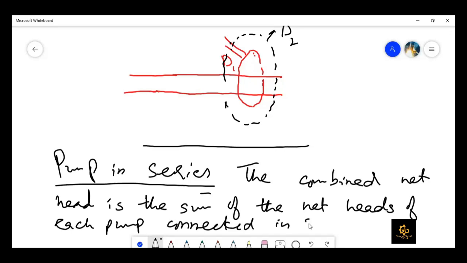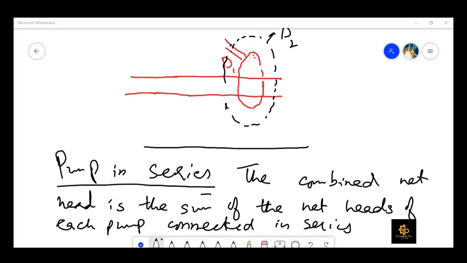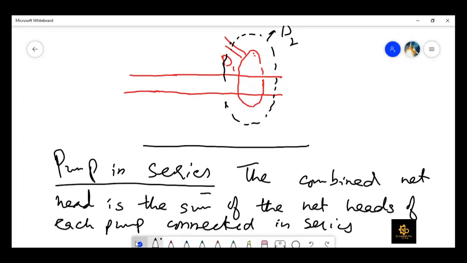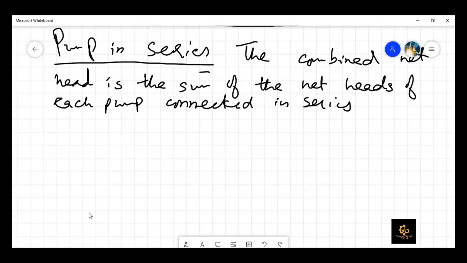Just to show it more clearly in a picture, let me show you the characteristic of those three pumps in a series arrangement. Just hang on a minute, I'm copying it. Okay, so here.